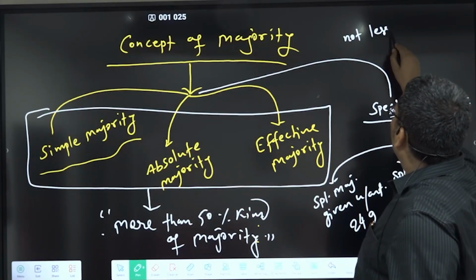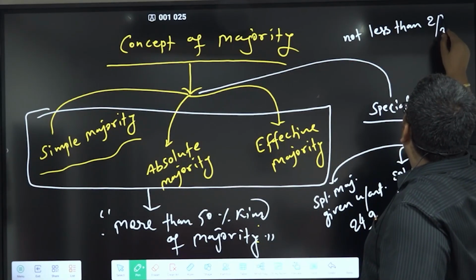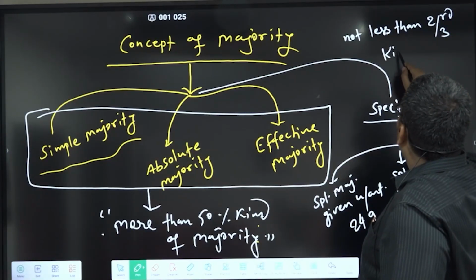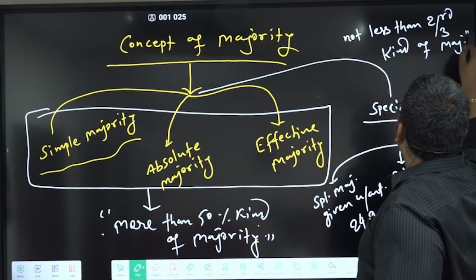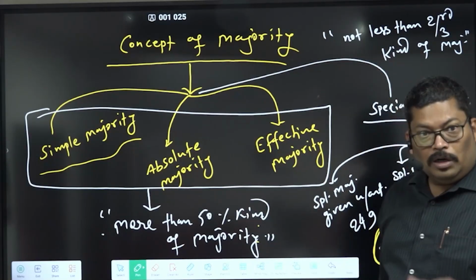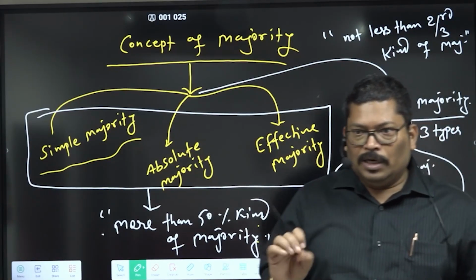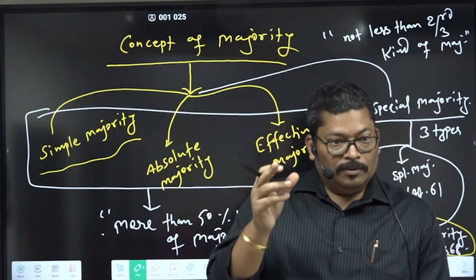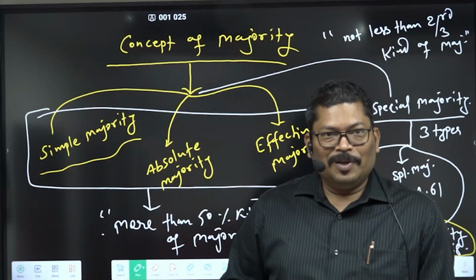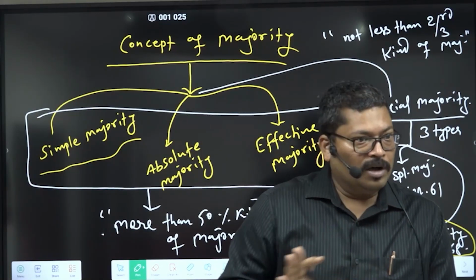not less than two-third kind of majority. Remember, it's not like something more than two-third. No, not less than two-third. Even if two-third is there, the majority would be satisfied. If it is more than two-third, then well and good, no problem. But if it is less than two-third, then it is unwarranted.